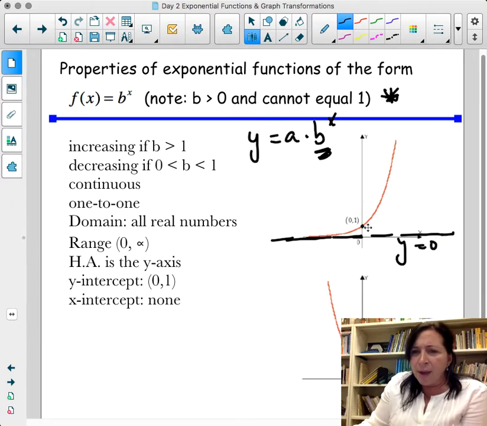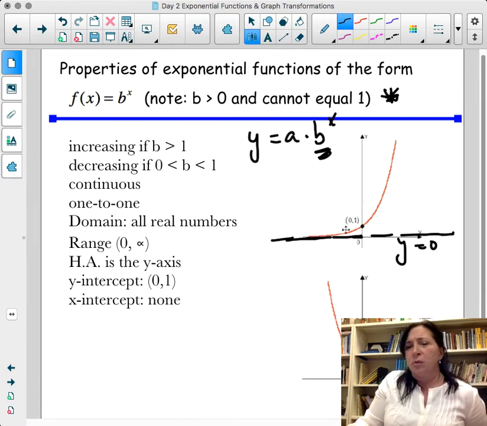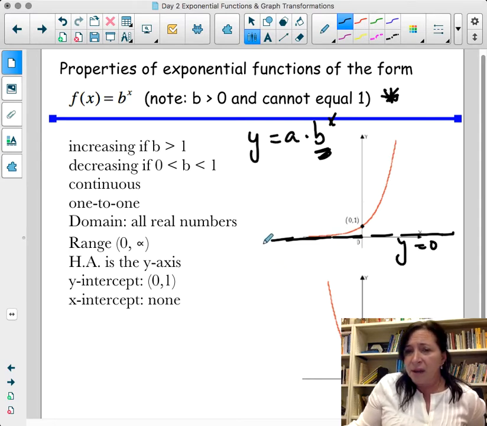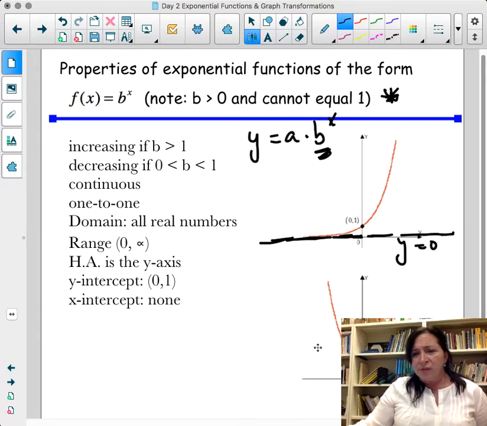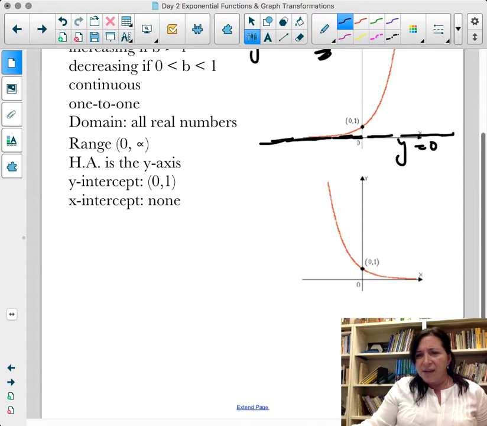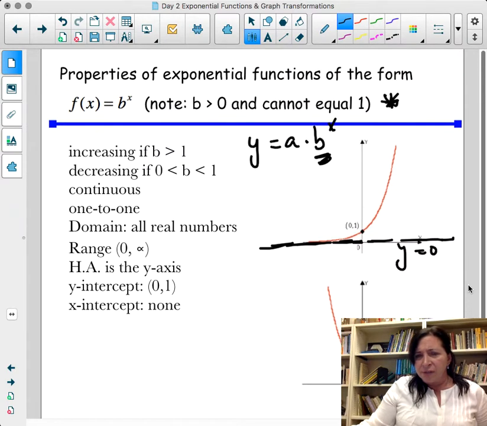You do have a y-intercept in every one of these at 0, 1. And you have an x-intercept of nothing, because it doesn't cross the x-axis, because you have an asymptote right there. Okay, so this is your increasing, and there's your decreasing. It has the same information as an exponential function.